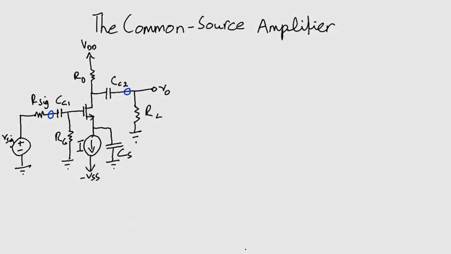Now RL can either be an actual load resistor to which the amplifier is required to provide its output voltage signal, or it can be the input resistance of another amplifier stage in cases where more than one stage of amplification is needed. We will study multi-stage amplifiers in the next course. CC2 also acts as a perfect short circuit at all signal frequencies of interest, and thus the output voltage V0 equals Vd. The third one, CS, is called a bypass capacitor.